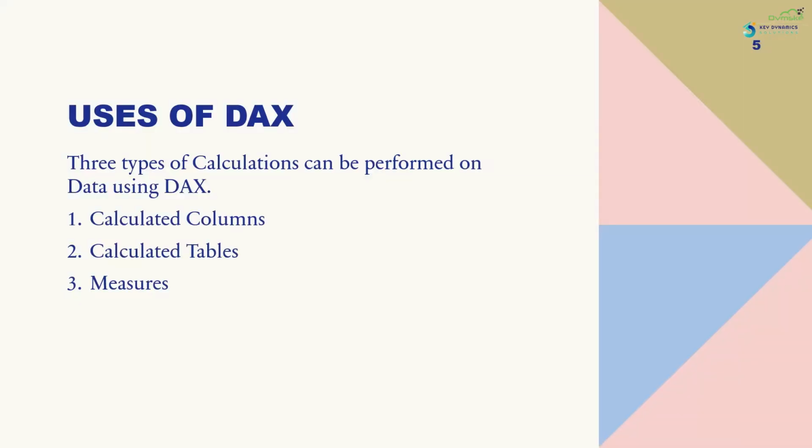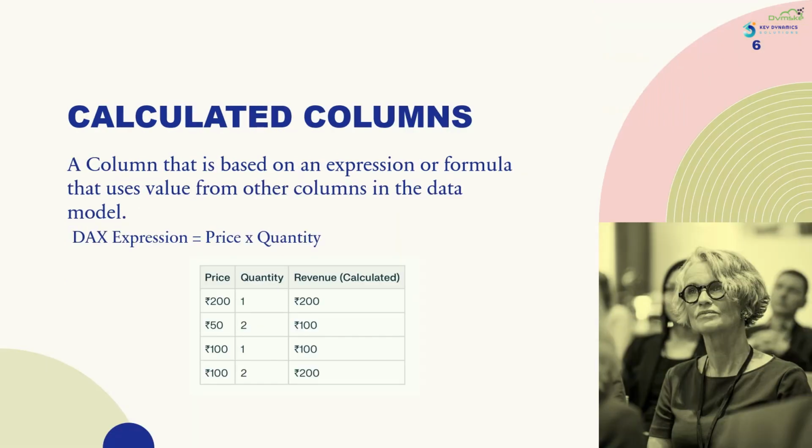There are three main types of calculations in DAX. They are calculated columns, calculated tables, and measures. Calculated columns are like new fields added to a table based on formulas. For example, if we need a new column in this table which consists of price and quantity, we will be creating a new calculated column by writing the DAX expression for the same.